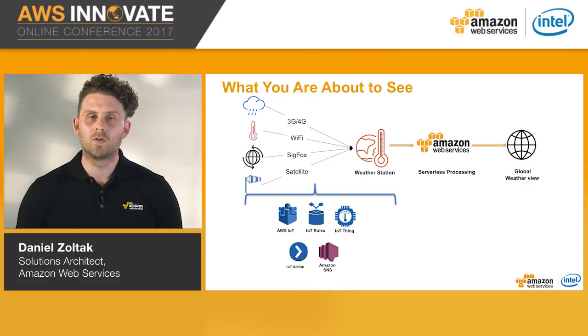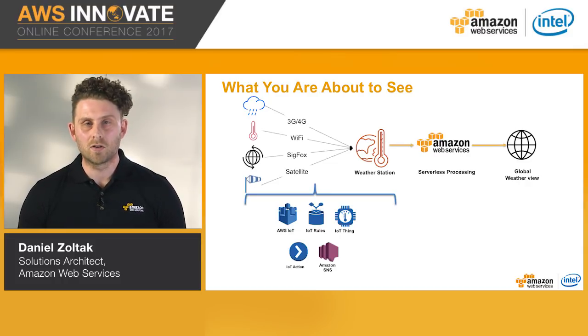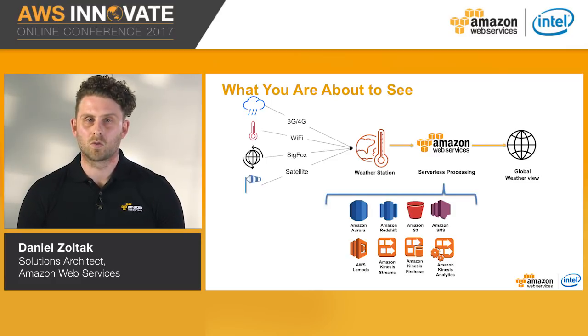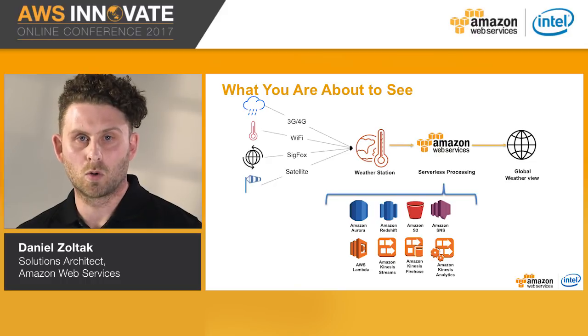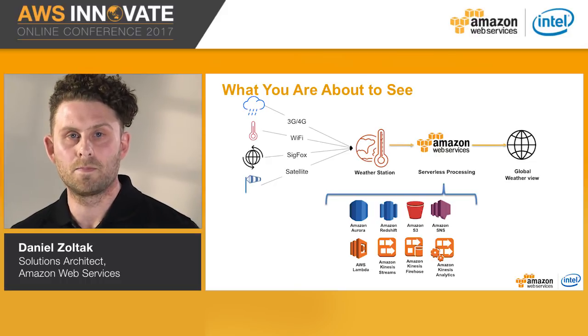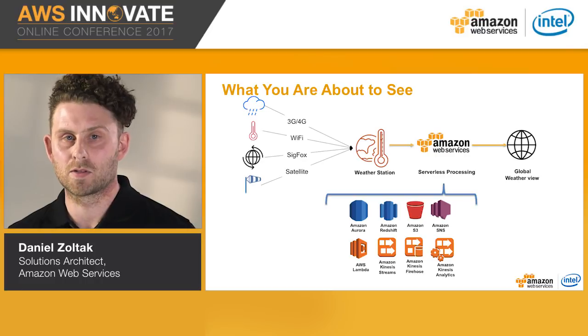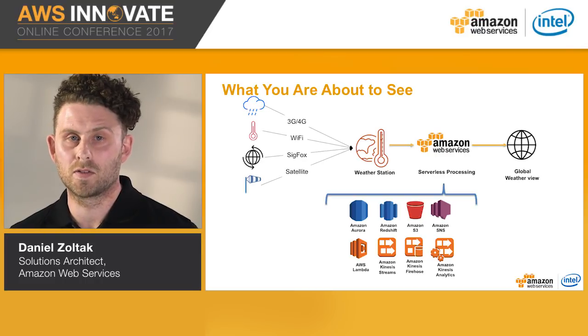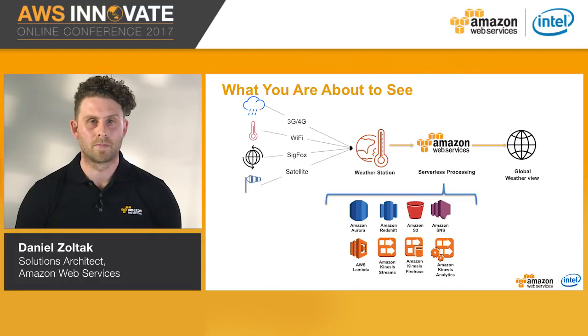We made extensive use of the AWS IoT services and its features such as IoT rules, actions, and things. This part of the solution relies heavily on a number of serverless concepts. For storage, we use Amazon Aurora, Amazon S3, and Amazon Redshift. We use these services for different use cases, and we'll delve into the specifics later.